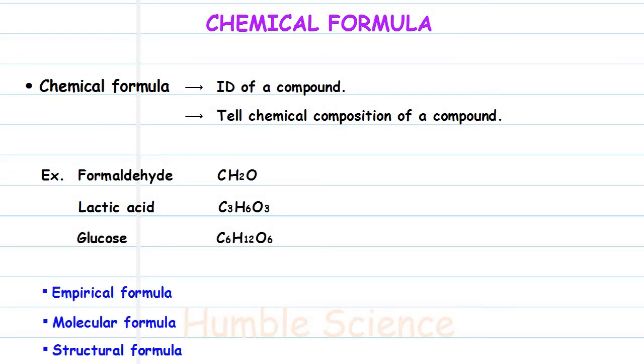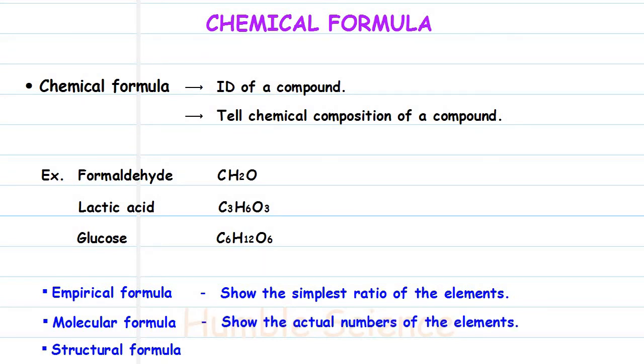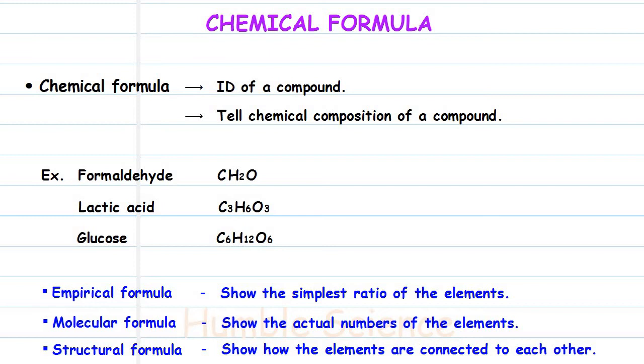Here we will be taking a look at 3 types of chemical formula: the empirical formula, the molecular formula, and the structural formula. The empirical formula shows the smallest possible ratio of the elements in a compound or in a substance. But the molecular formula shows the actual numbers of the elements in that compound. And for structural formula, it shows how the elements are connected to each other. So let's take a look at some examples.